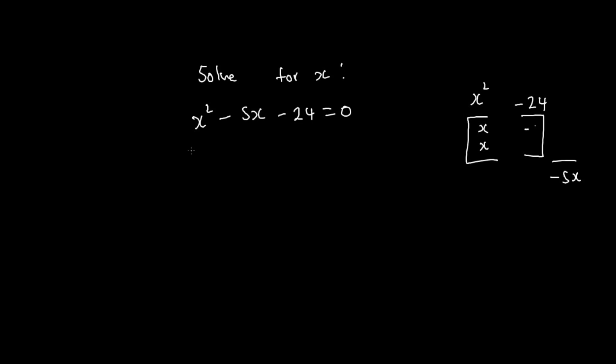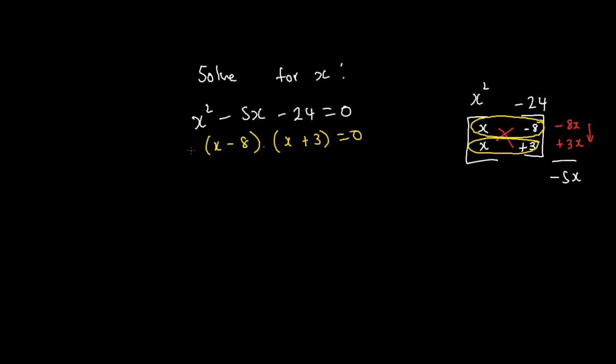So let's try -8 and 3, because -8 times 3 is negative 24. So I'm going to make it +3 and negative 8. So when I do cross multiply, -8 times x is -8x, and 3 times x is plus 3x. So when I add these two together, it should give me negative 5x. So now I can take my two factors, which is x minus 8 and x plus 3.